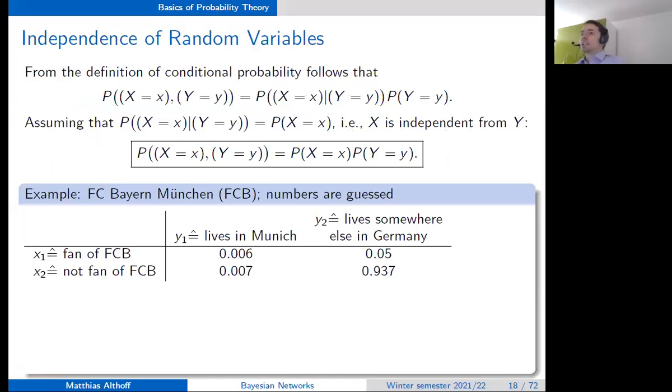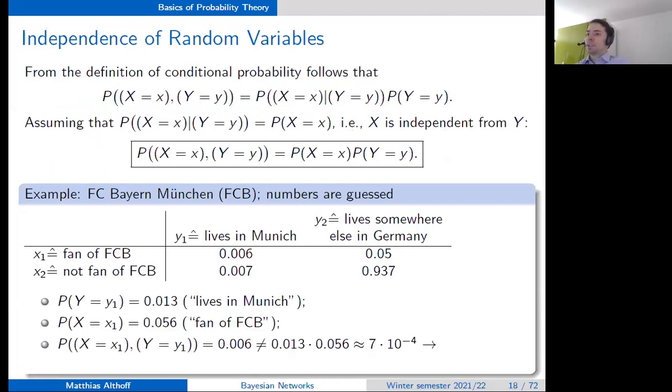Again, we can look at our FC Bayern München example. We know from the previous computation what is the probability that you live in Munich, and then we can also compute the probability that you're a fan of FC Bayern München. So you just have to add this number with this number. And now we could multiply the probabilities of the individual random variables. And this multiplication is a different value compared to the joint probability that is written in the table. And of course, because this formula doesn't hold, it means that being a fan of FC Bayern München depends on where you live. The probability depends on where you live. And that, of course, is obvious.